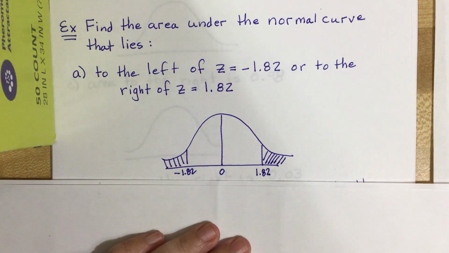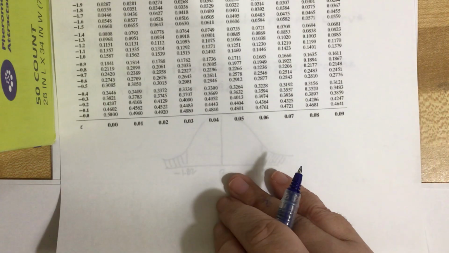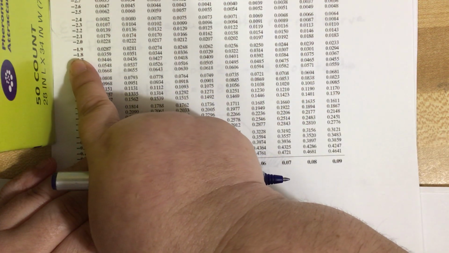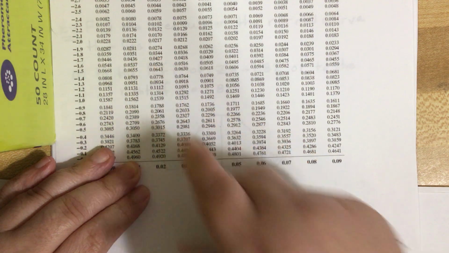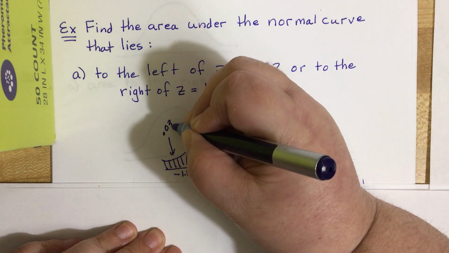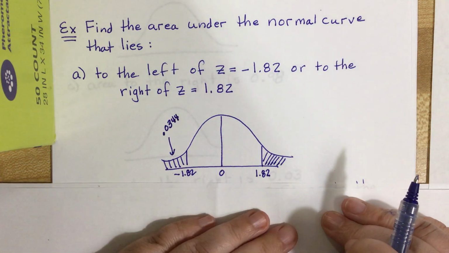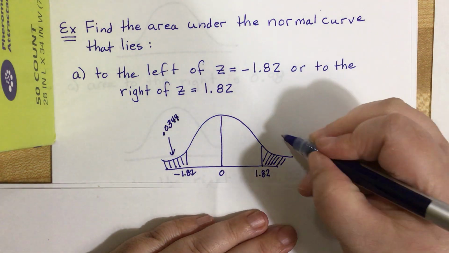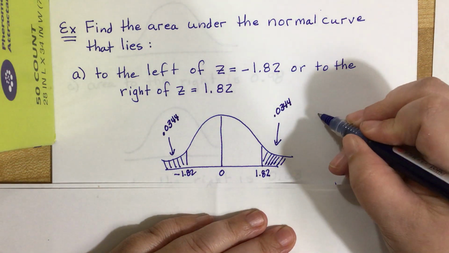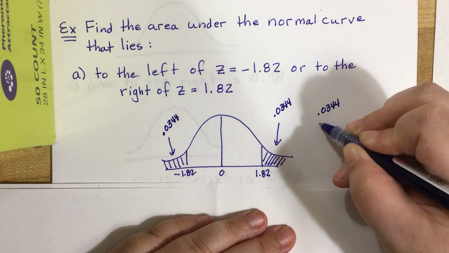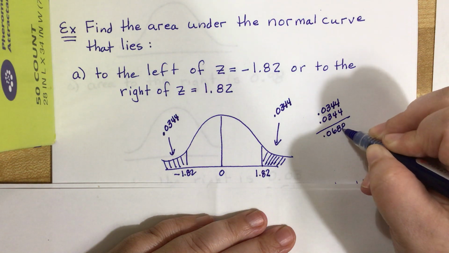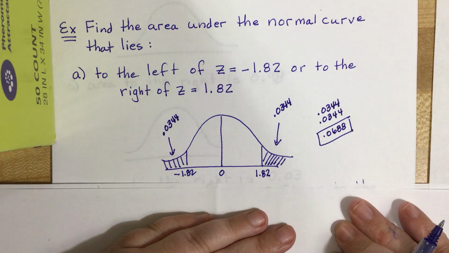Okay, so that's a tail. And if I look at negative 1.82, I've got negative 1.8 over to 2 is 0.0344. So that is this area right here. But if I think about it, since that's the tail on the other side, it is also the area right here, 0.0344. So I can just add those two areas together, 0.0344, and I get 0.0688. So that's easy if they're both the same value, okay?